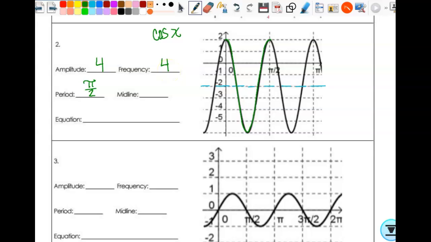4. But again, if I could figure out the period easily, the absolute value of b is just going to be 2 pi divided by pi halves. That's 2 pi times 2 over pi. And that's where that 4 comes from. Okay. My midline is at y equals -2. So my equation, f of x, equals amplitude, which is 4. I decided this was a cosine function. Frequency is 4 times x, and then I have a -2. What questions do you have?